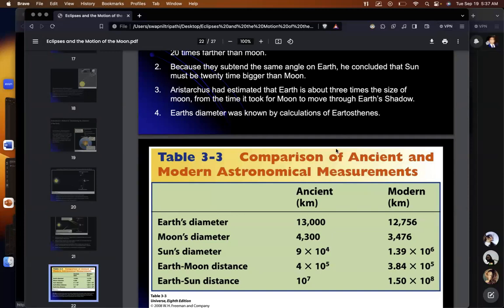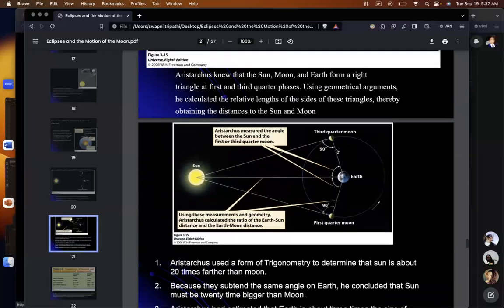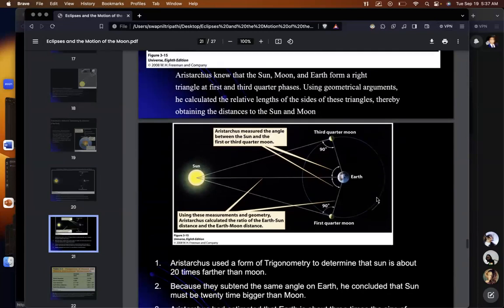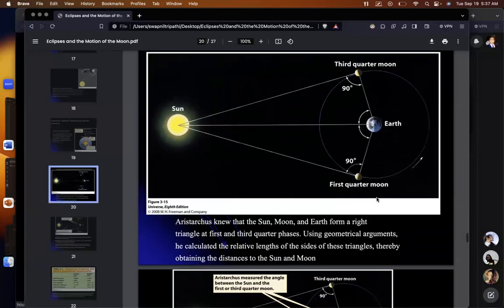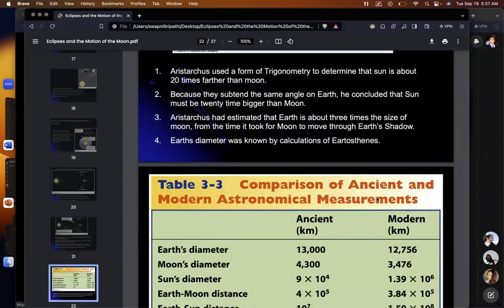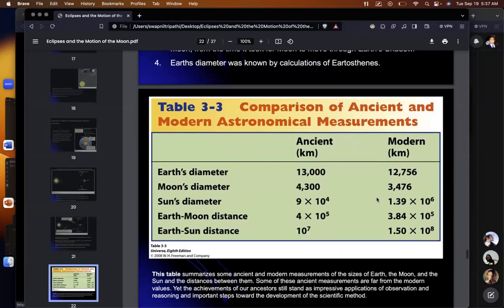The second thing is that this angle that he measured over here, he measured it to be about 87 degrees, but in reality, it was about 89.5 degrees. And the geometry of this triangle is such that very tiny variations could produce a large amount of error. And so the ratio of distances to the moon and to the sun was not 1:20, but it was supposed to be 1:400. And so that created some error, but still here are the ancient numbers and the modern numbers.